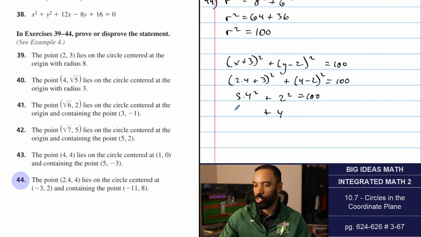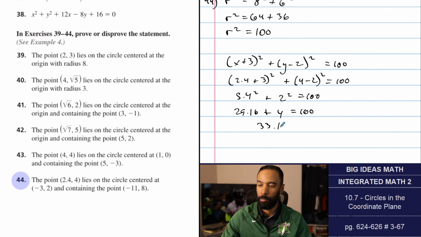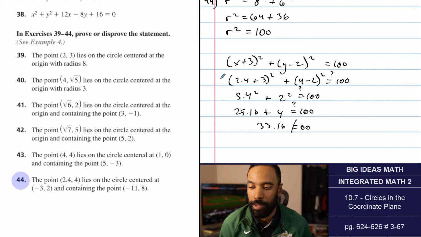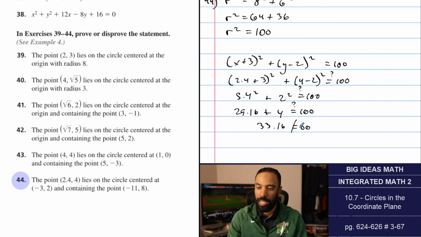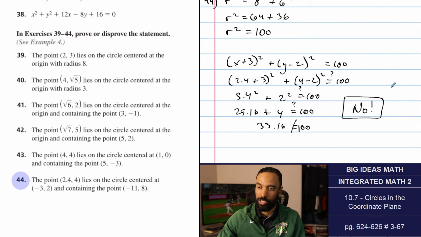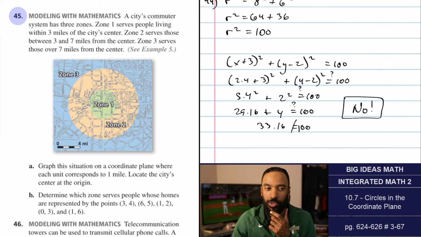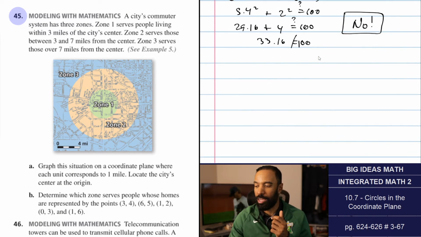29.16. So 29.16 plus that equals 100. Not even close. This is 33.16. Doesn't equal 100. It does not. There's that one, and this answer is a no. A lot more no's than yeses than I actually expected. Okay, let's move forward. Let's go to number 45, modeling with mathematics.